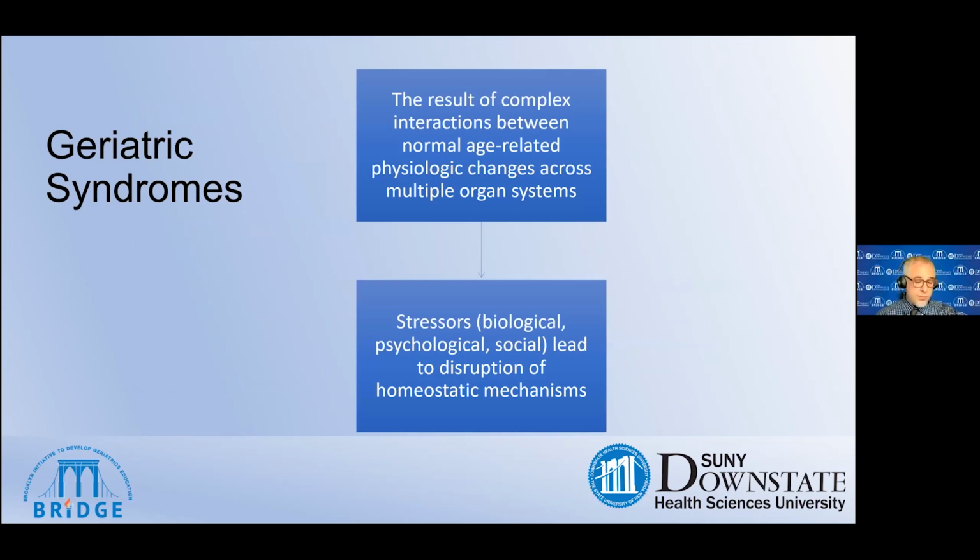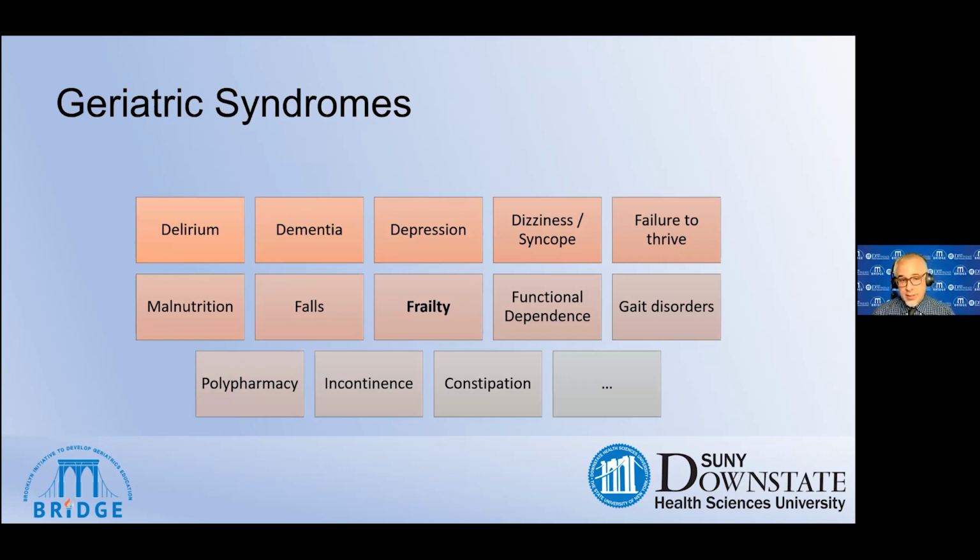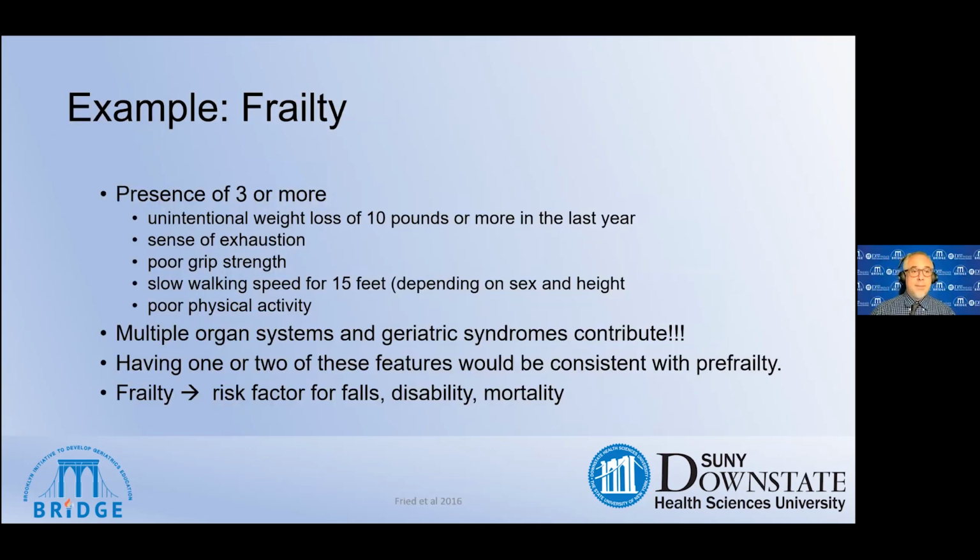And so the geriatric syndromes are an example of the complex interactions between normal age-related processes and stressors that further disrupt homeostatic mechanisms. And this is the list of geriatric syndromes. We have talks on most of these as the year goes by. And frailty is a prime example in which there's multi-system decline, multiple organ systems in geriatric syndromes contribute to an overall loss of weight, strength, change to walking speed, and declines in physical activity. And frailty then puts that individual at increased risk of falls, disability, and mortality.